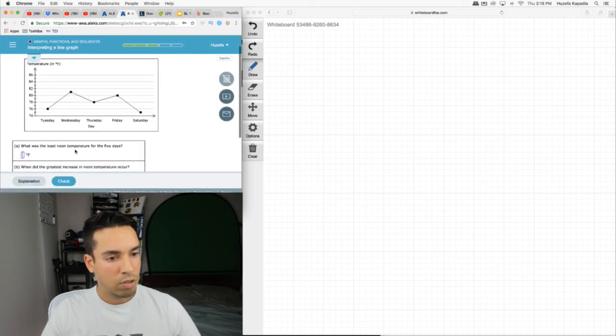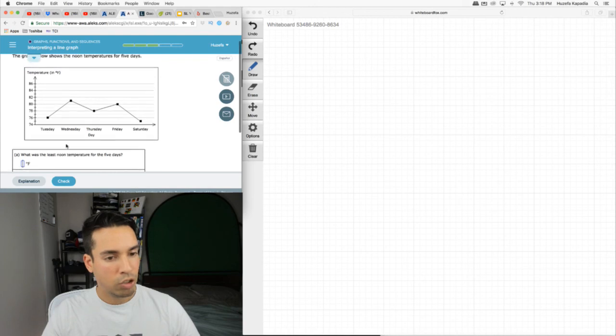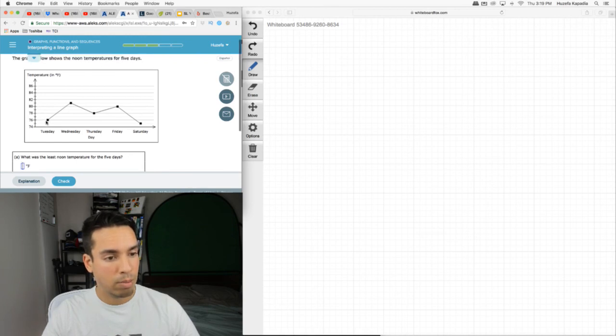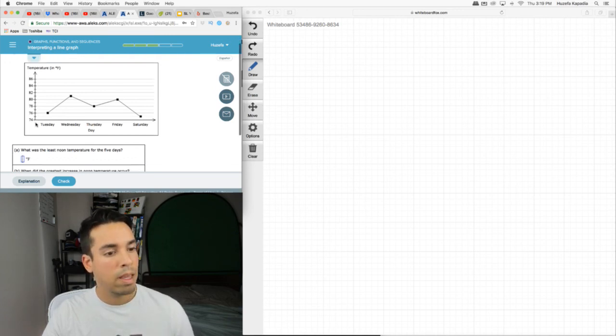All right, this one I'm going to blaze through. Was the least noon temperature for the 5 days. That's the low point we're looking at. So the low point for all these temperatures looks like it occurs down here, which lines up with, again, this is an interval of 2. This is halfway, so this is an interval of 1. So that means this is 75 degrees, right? And you can make sure that makes sense. 74, 75, 76, 77, 78, yep.